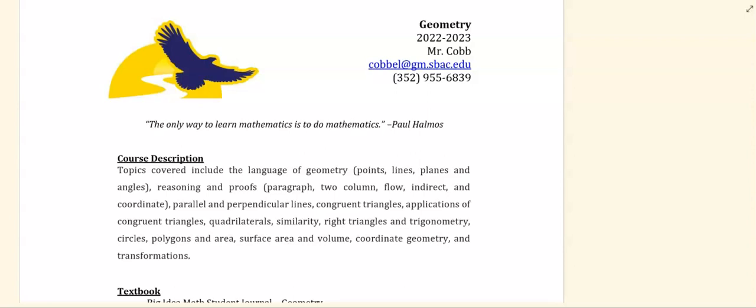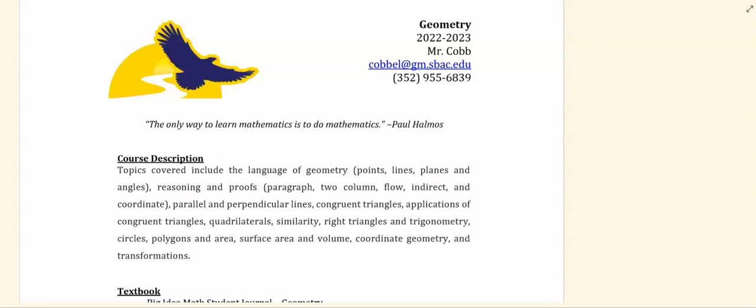This is an overview of the course. We're going to walk through the syllabus and talk about a few other things about what you can expect in geometry this year. Geometry comes after Algebra 1, or sometimes at the same time. It's a study of shapes and also a study of the theorems associated with those shapes.